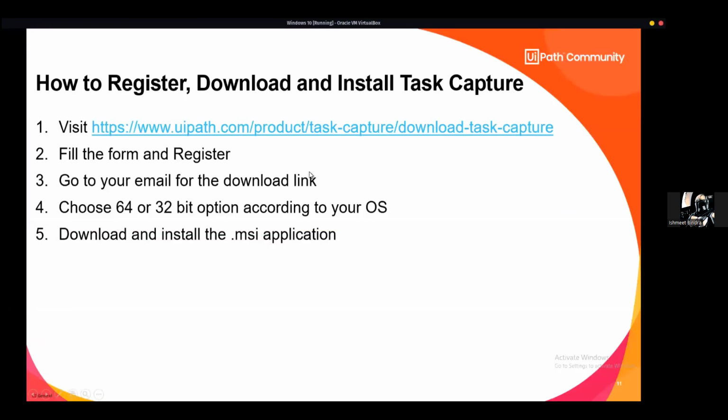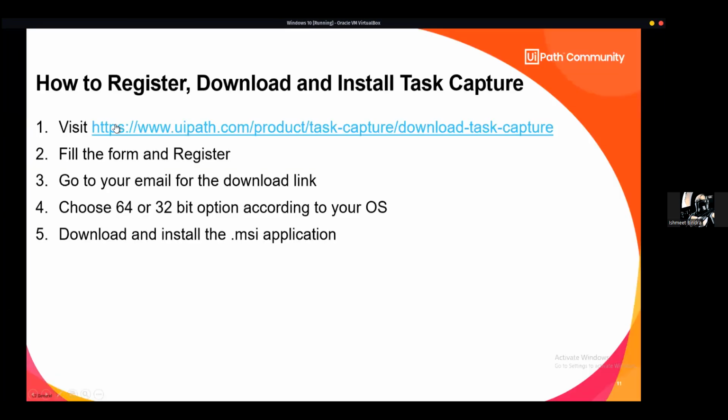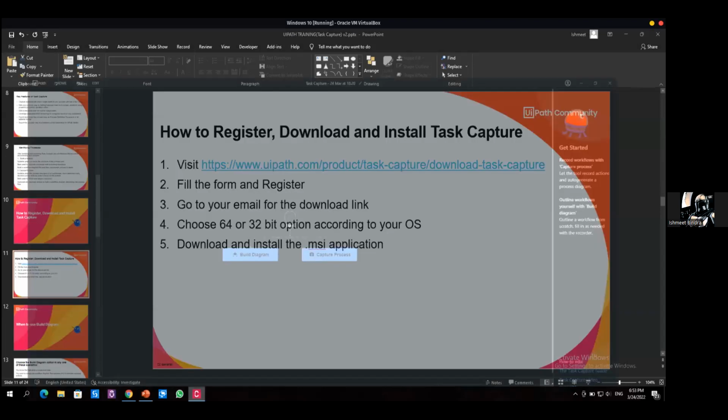In order to do that, the task is very simple. All you need to do is go to this particular link, and probably we will be sharing this link in the chat as well. Fill the form, and then you will be receiving the download link in your email. Once you do that, just hit on that, select 64 or 32-bit. Most of us will be selecting 64 only, and then simply hit on download the MSI application. You can install it right away, and once you install it, you will be seeing something like this.